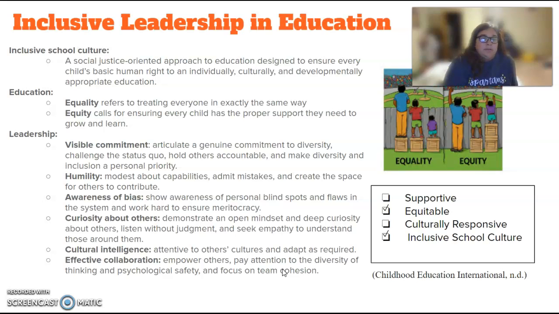It also talked about the inclusive school culture, the social justice approach to education designed to ensure every child's basic human rights to individuality, culturality, and developmentally appropriate education. Some of the leadership things you needed were a visible commitment, humility, awareness of bias, curiosity about others, cultural intelligence, and effective collaboration. I did not feel like this article talked about being very supportive or culturally responsive, but it was equitable and it included an inclusive school culture.